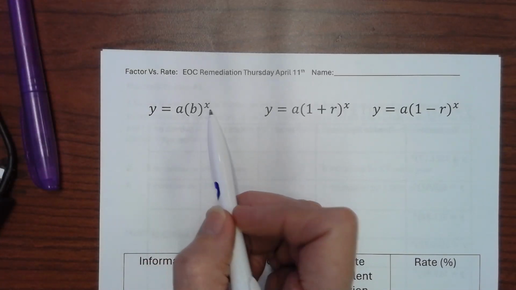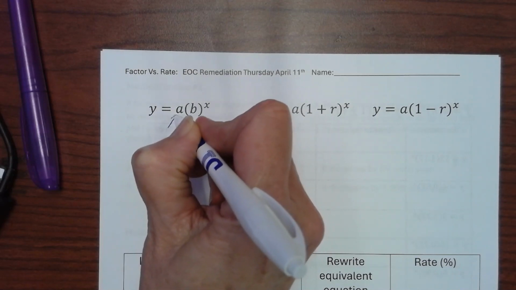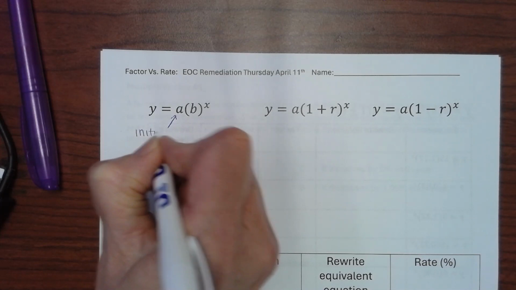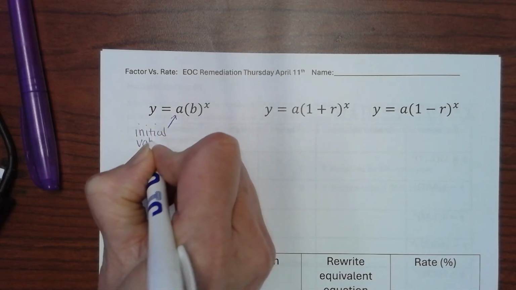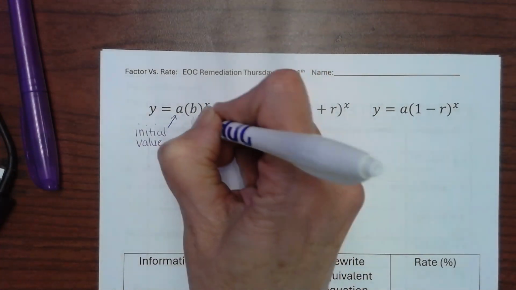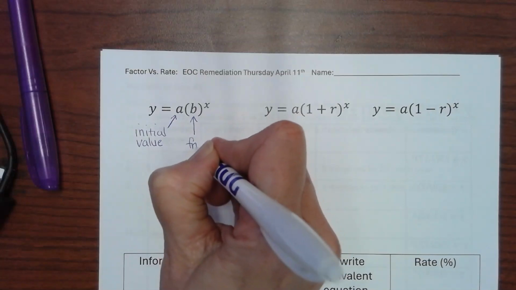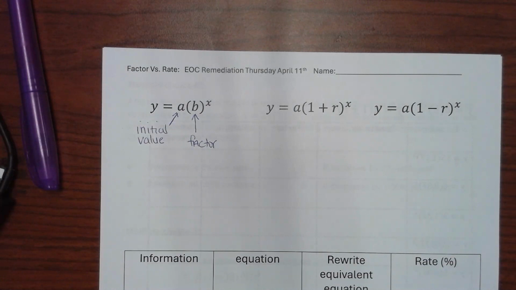Since x is raised to a power, this is an exponential model, exponential function, and the a represents the initial value. And the b represents the factor. Okay, it represents the factor. The b has always been what you multiply or divide by.